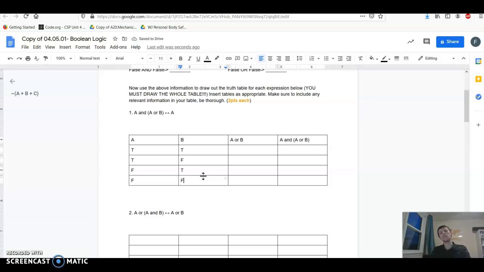Now, what are we actually using this truth table for? Well, in these first 7 questions, I'm asking you to draw the truth table and figure out if this expression is valid or not.